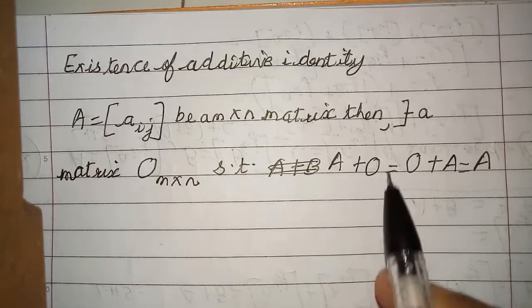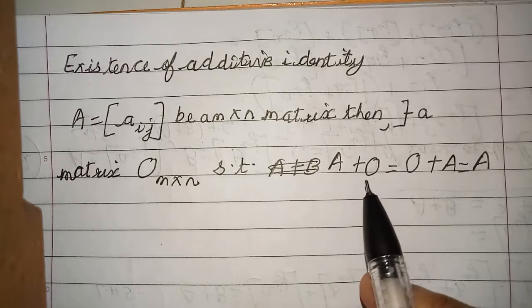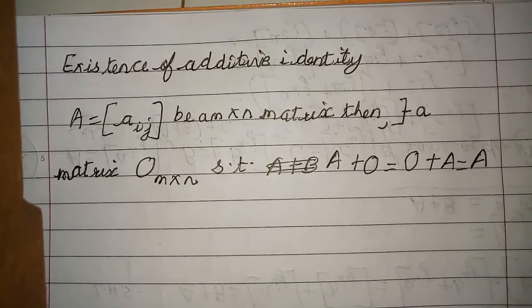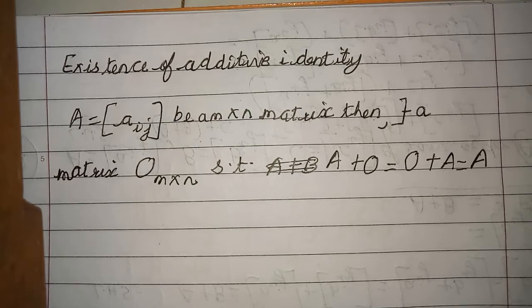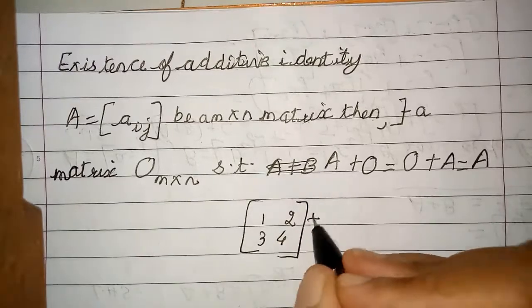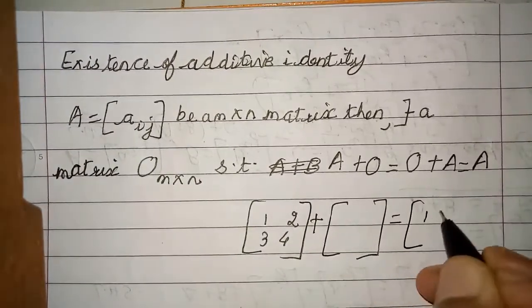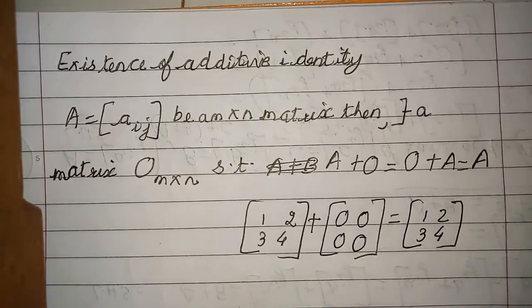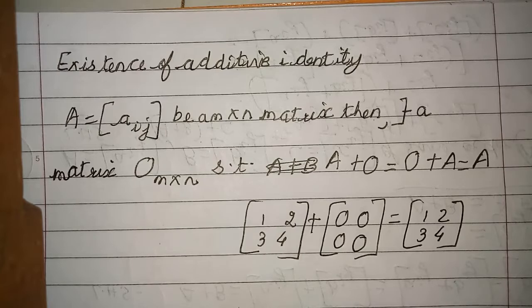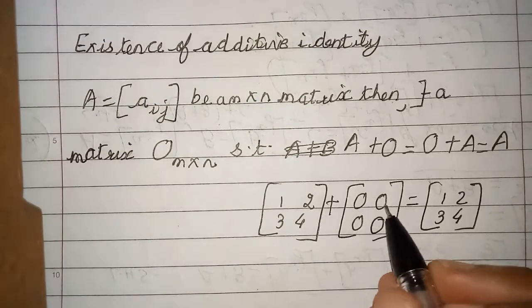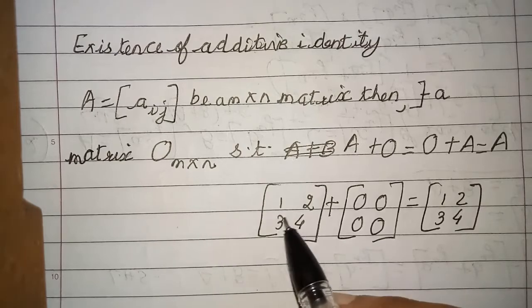So you can guess, children, this O will be the additive identity for this matrix addition, or simply you can say that this O will be your zero matrix. Yes or no? Suppose I have entries here 1, 2, 3, 4. Now if I want to get back 1, 2, 3, 4, what element will you add here? Yes, you have to add a zero matrix. So the matrix O is called the additive identity for matrix addition. Is that clear?